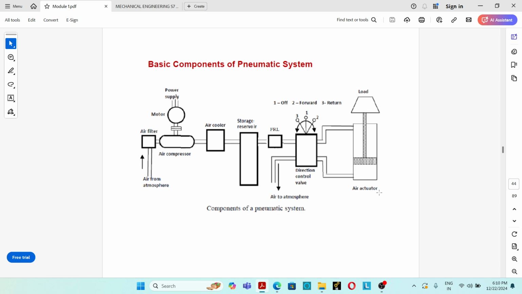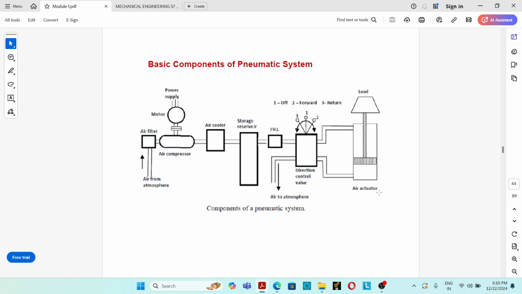So what's the purpose of an air actuator? It will convert the pressure energy of the air into mechanical energy. These air actuators are classified into air cylinders and pneumatic motors. Pneumatic cylinders produce force resulting in linear motion. Pneumatic motors produce torque resulting in rotary motion.